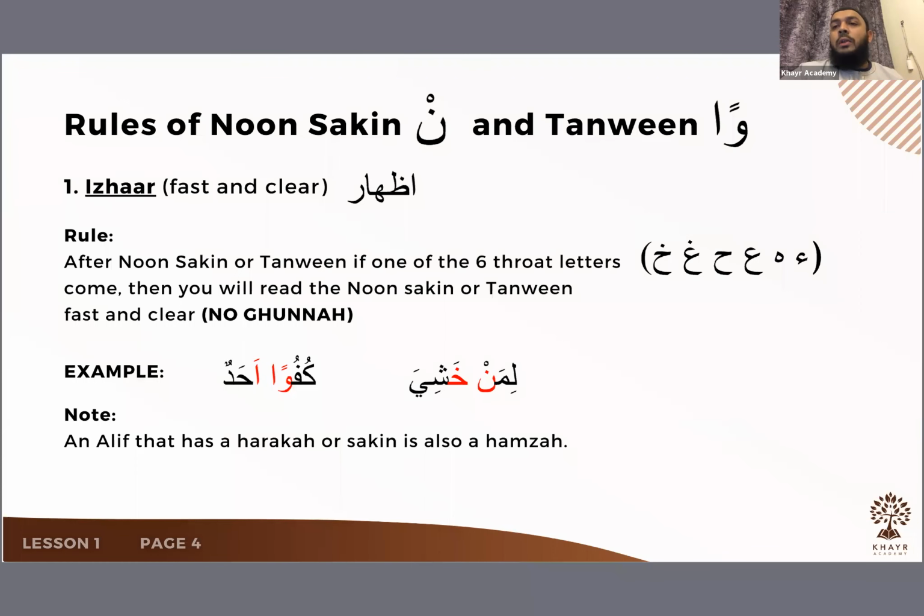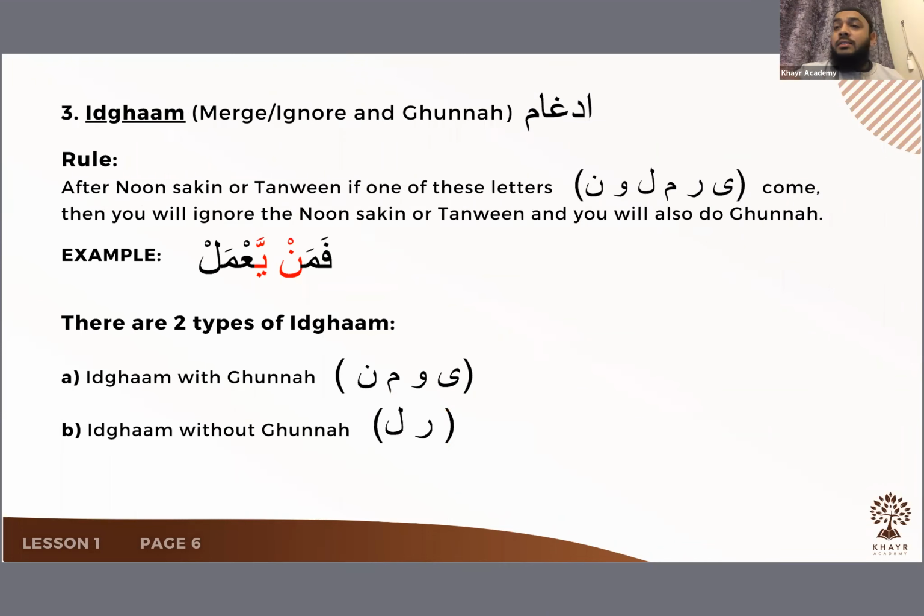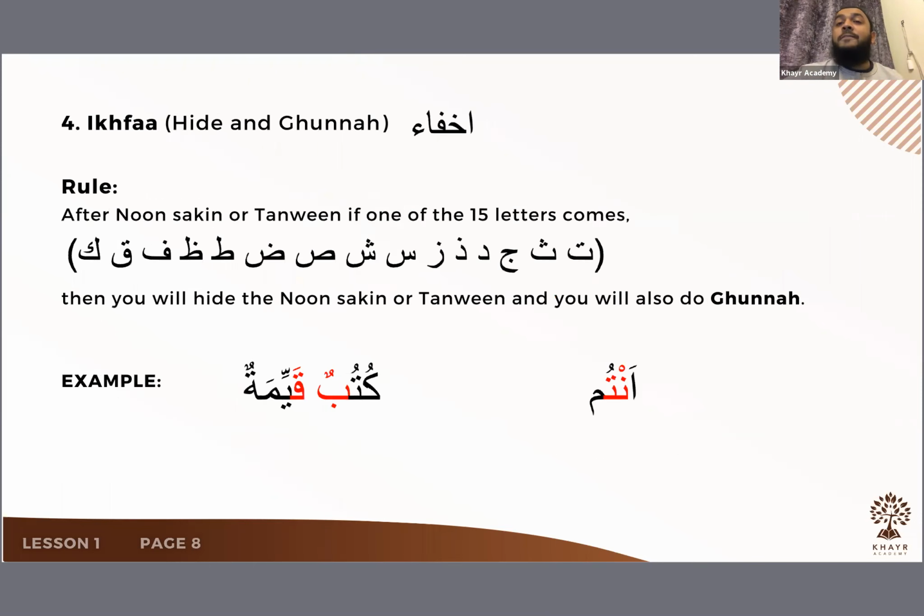Should we do one more rule? Because this is very easy. Yeah. That's why I kept iqlab next, because iqlab only has 1 letter. Okay. The next one's idgham has 6 letters, but then it's split into 2. One is with gunna, one is without gunna. And then if we go to ikhfa, it's got 15 letters.